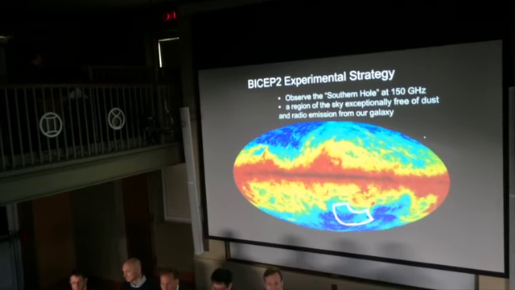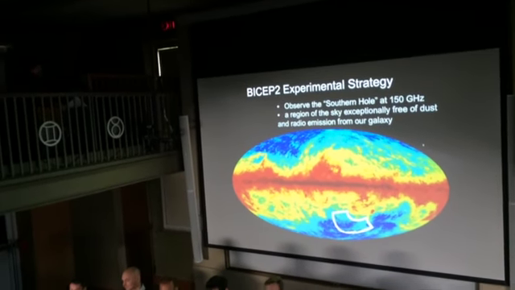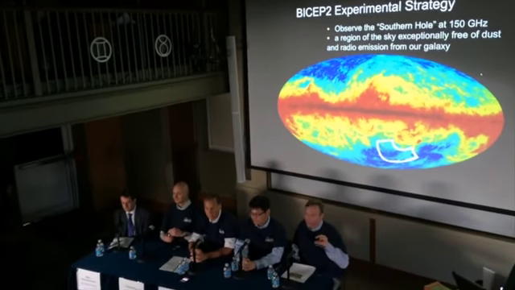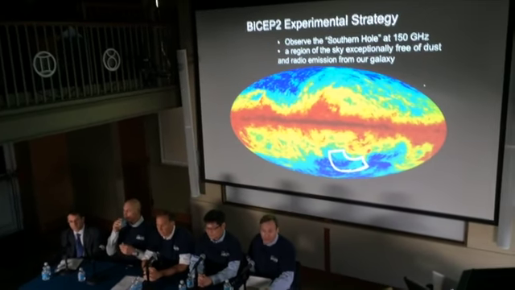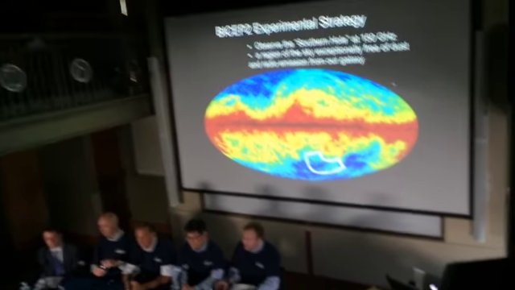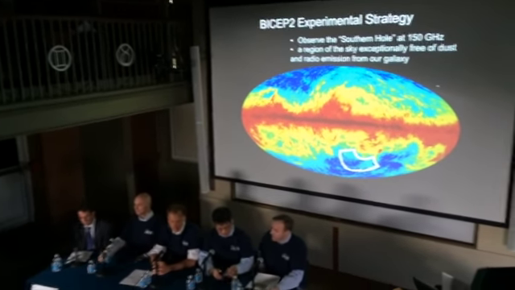So we pick a patch of sky that is the so-called southern hole, the cleanest patch of sky that we can train our telescope on. And we observe that relentlessly for 3 years straight. So I'll hand it over to Xiaolin now.